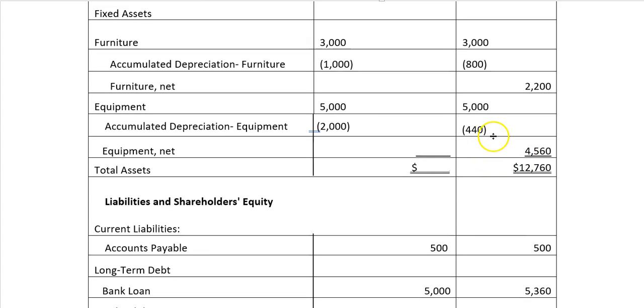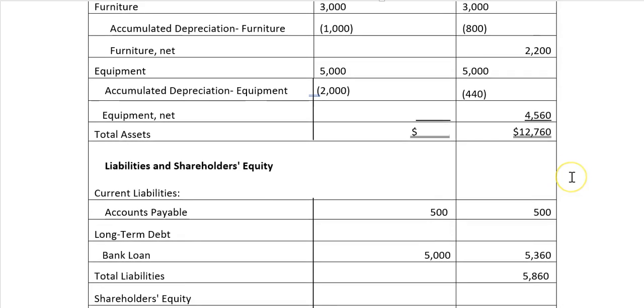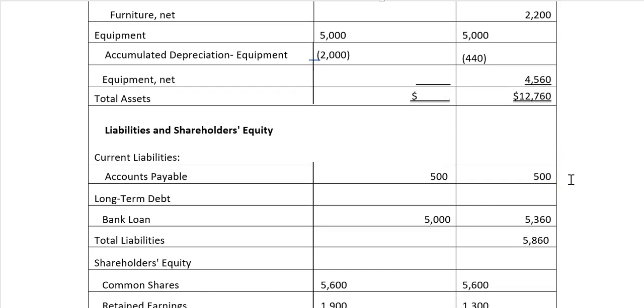Same thing with equipment, right? So we have some IT equipment that helps us troubleshoot laptops. So 5 million worth of equipment, 440,000 depreciated. We're left with 4.56 million. Total assets, 12.76 million. And as I mentioned, assets is one half of the balance sheet.